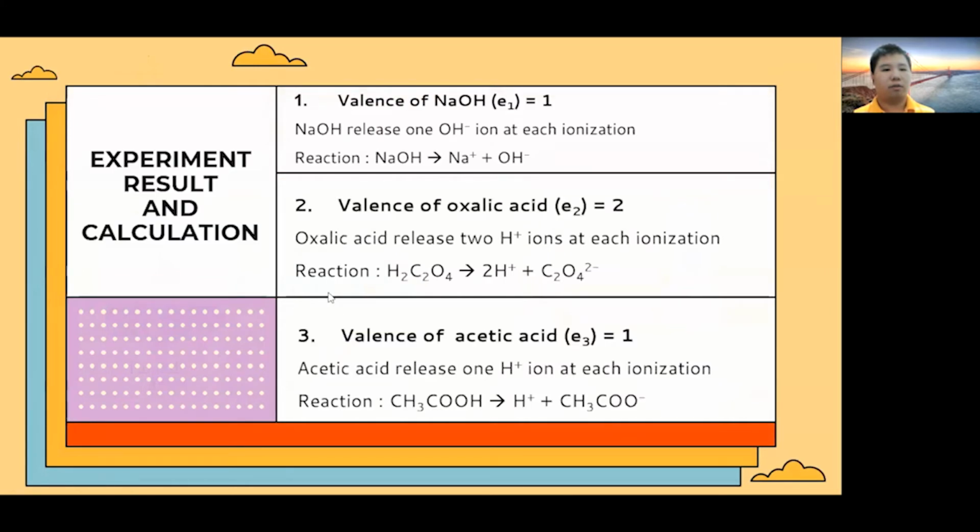First, the valence of sodium hydroxide is 1 because it releases 1 hydroxyl ion in free ionization. Next, the valence of oxalic acid is 2 because it releases 2 hydrogen ions in free ionization. Then, the valence of acetic acid is 1 because it releases 1 hydrogen ion in free ionization.